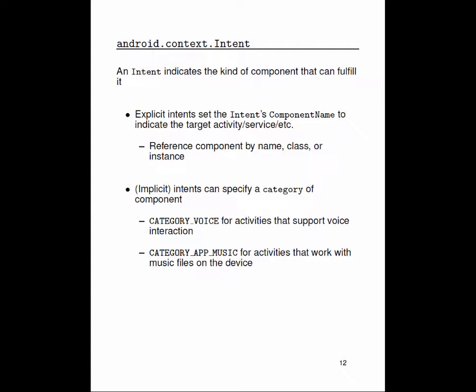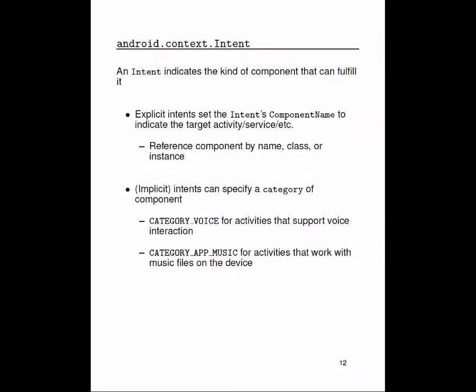If you specify the category of component to invoke, you can set the category to constants. For example, there's a category for voice that says, I want to interact with the voice interaction system. There are tons of these, and we can have another category for go play some music. Here again, if there's only one option, the Android runtime will go off and find that. Otherwise, it might prompt the user to make a choice.